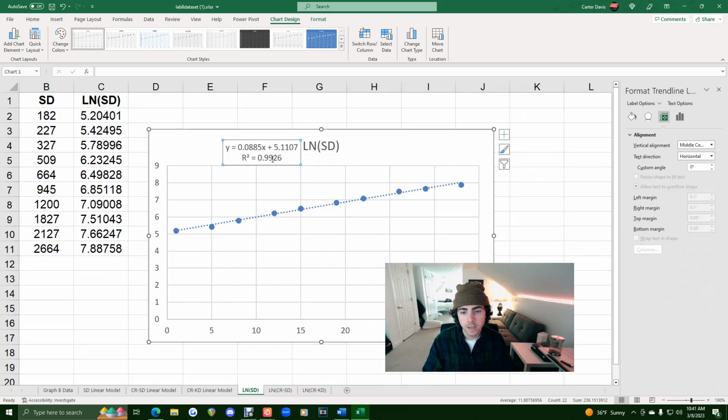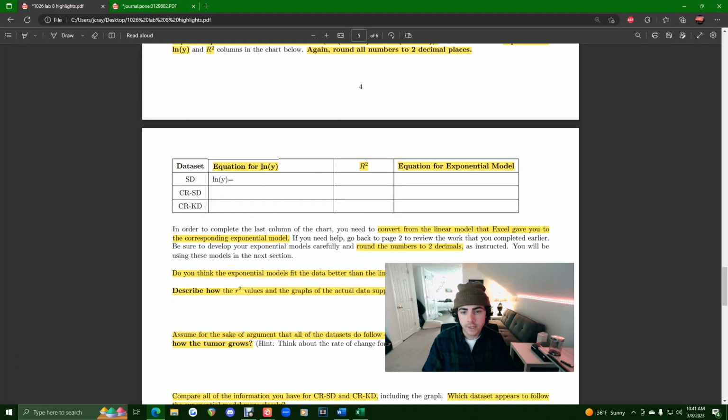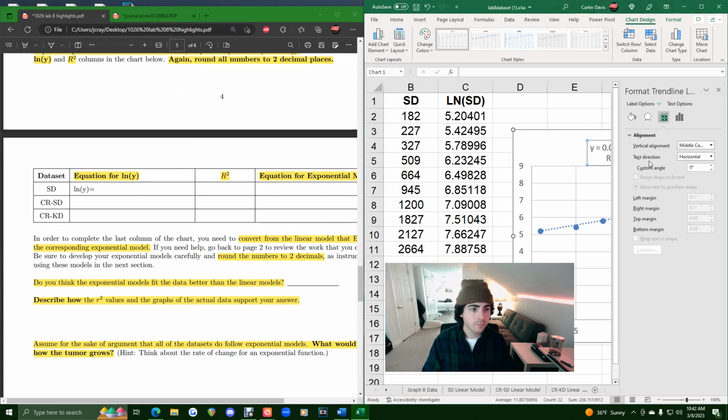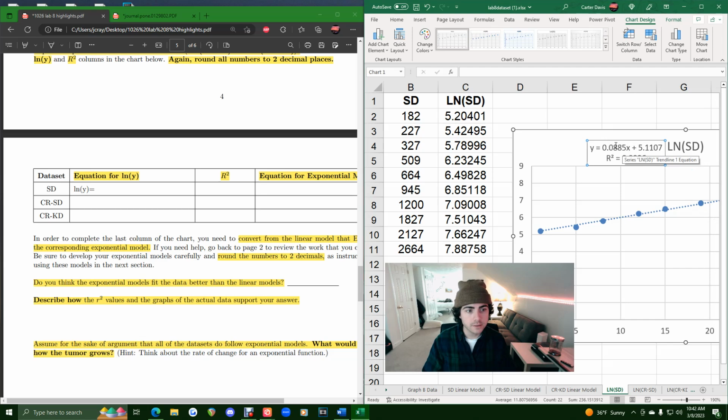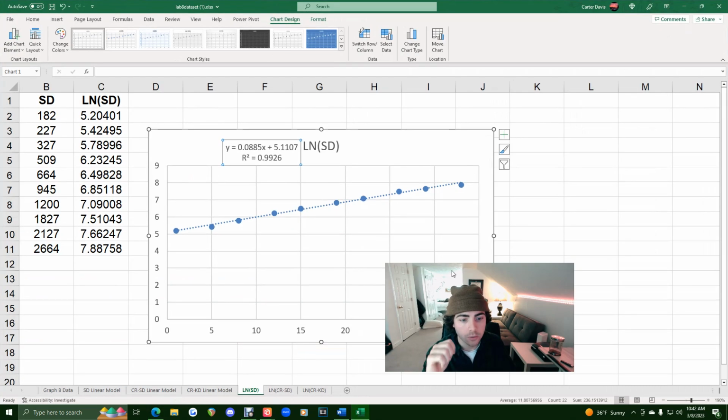Look at that. We have our equation. I think they have you plug it in here, the equation for natural log of y. That's the idea of turning it into a linear function. So you'd plug in this function right here: 0.09x plus 5.11, if you're rounding to 2 decimal places. And R squared is just 0.99, very, very close to 1. We'll talk about the equation for the exponential model once we do all 3 of these. So let's keep going.